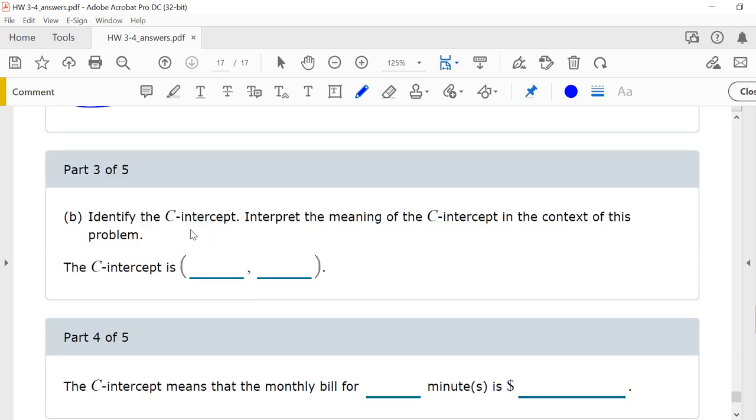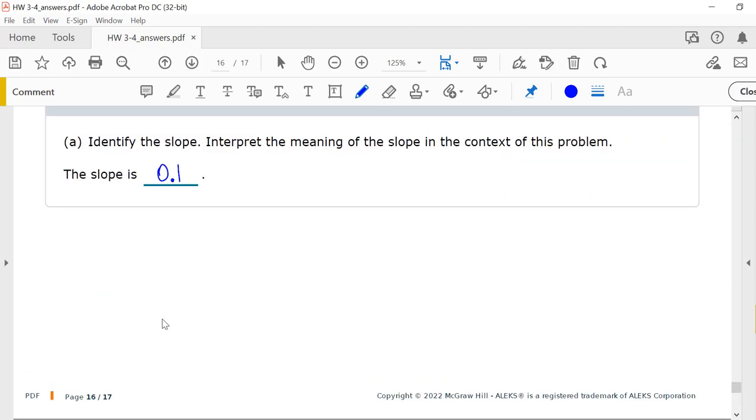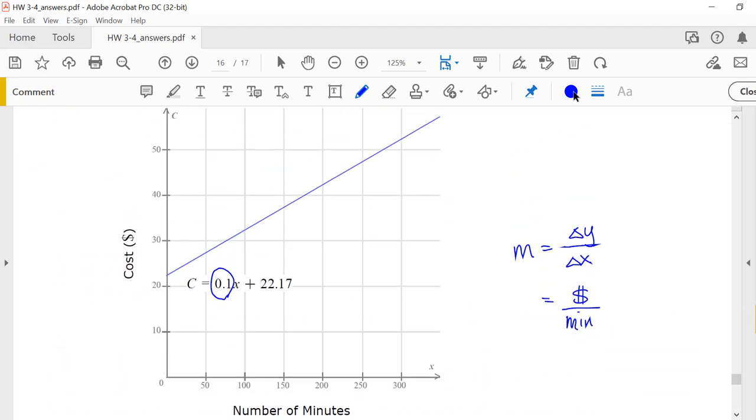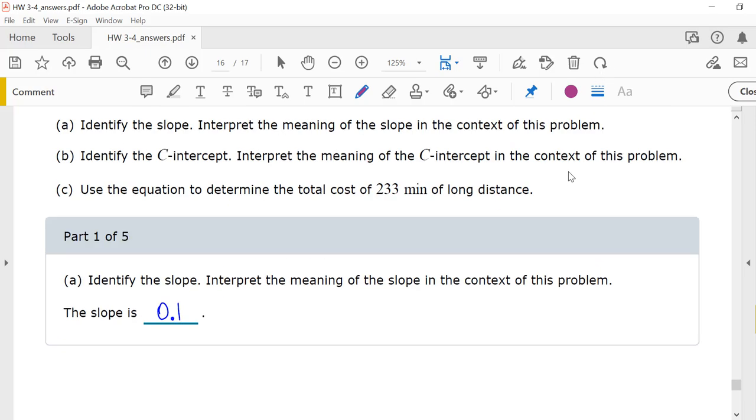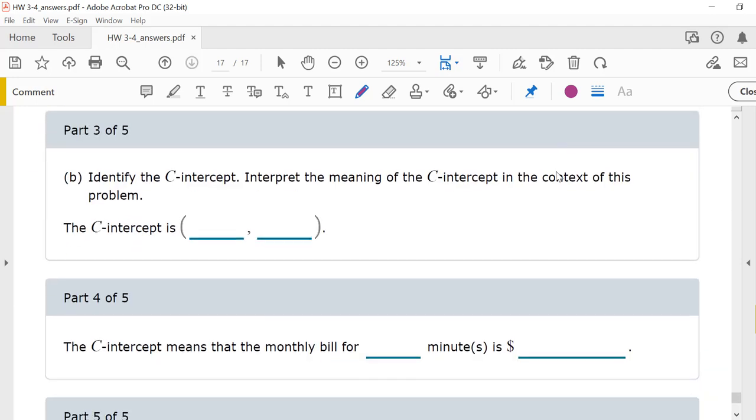Identify the C-intercept. Interpret the meaning in the context of this problem. We've already talked about that once. The C-intercept is right here, and it's at 22.17. So 0, 22.17, and it means that the monthly bill for 0 minutes is 22.17. Do you remember that there was a $22.17 flat fee? That's what the intercept is.